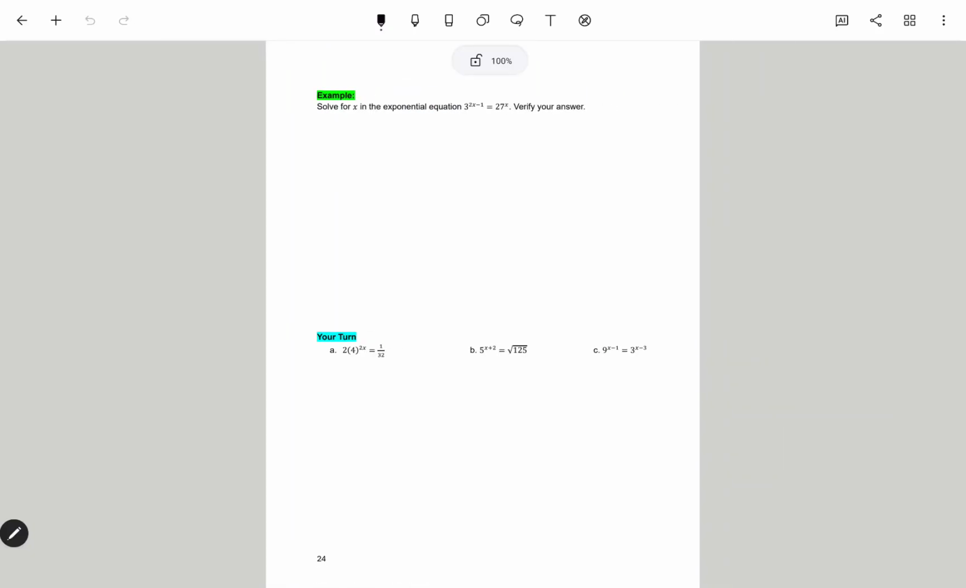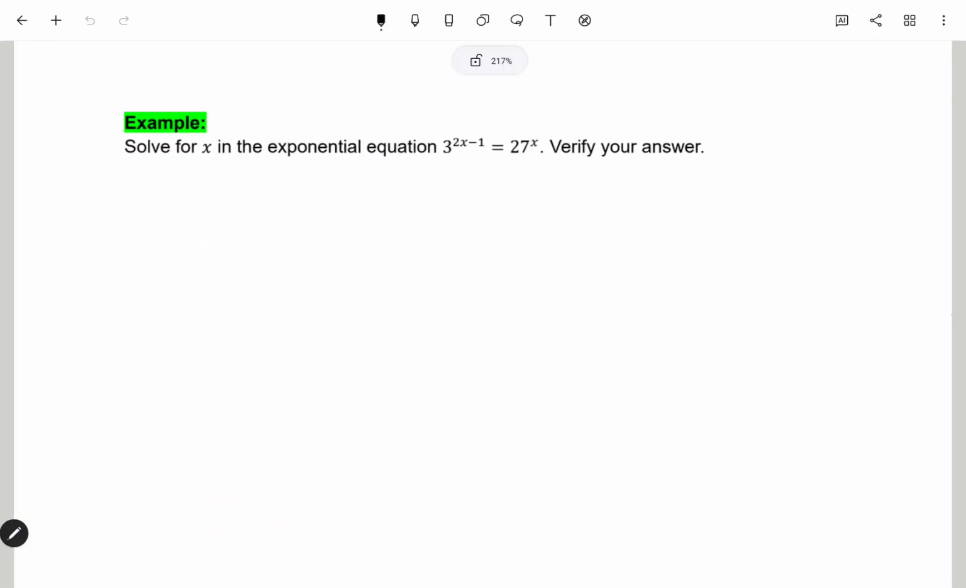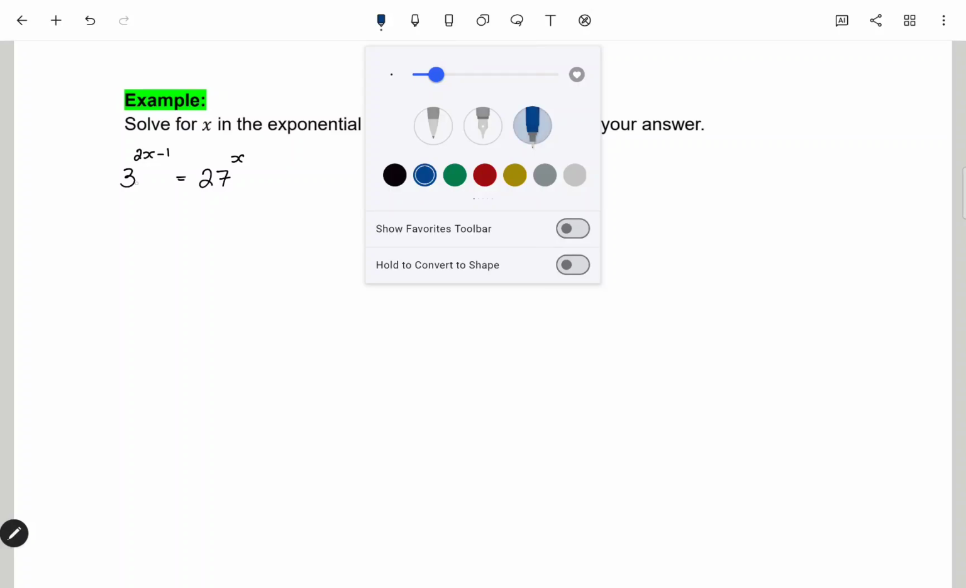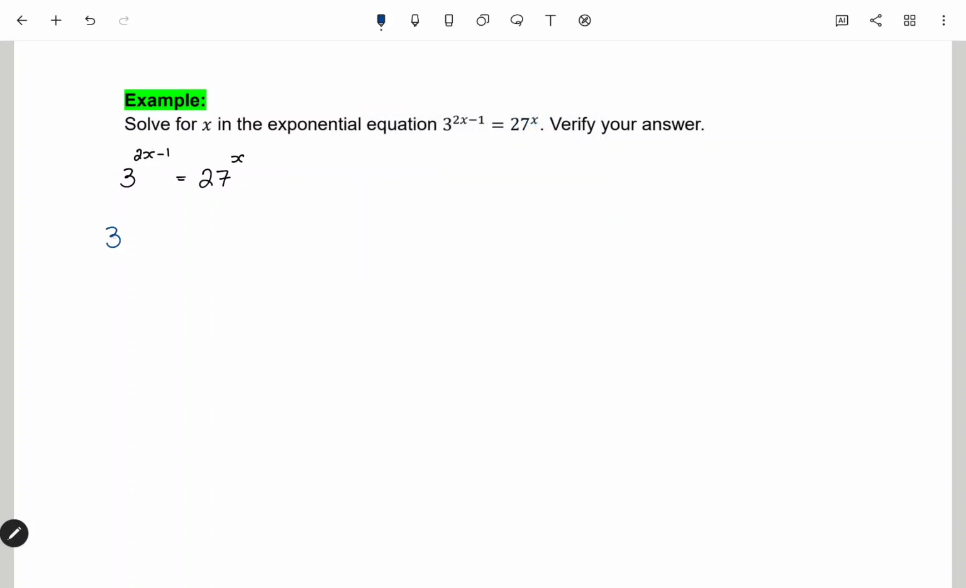Okay. So now we're going to look at what happens when I have an x on both sides. So I'm just going to rewrite the question over here. 3 to the power of 2x minus 1 is equal to 27 to the power of x. So this one is already nice and simple, so we're going to keep it as 3 to the power of 2x minus 1.